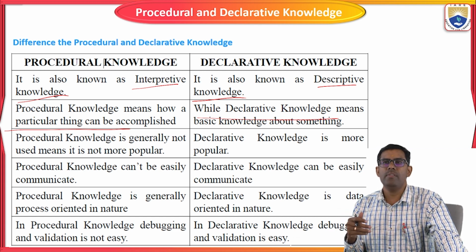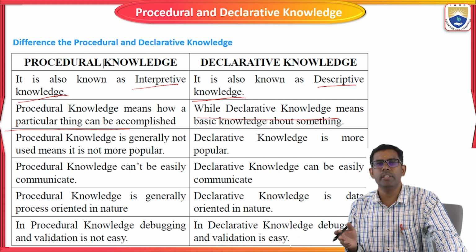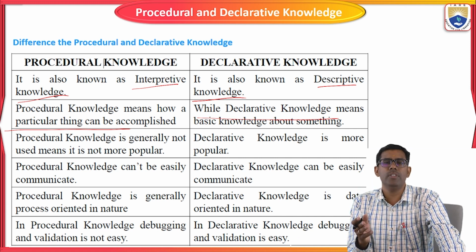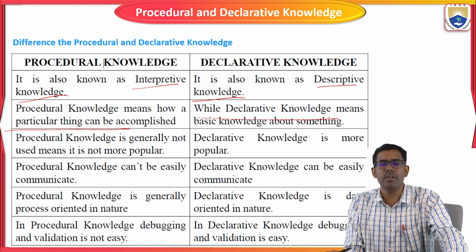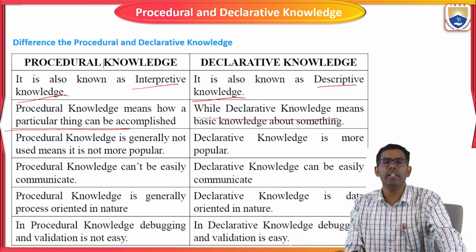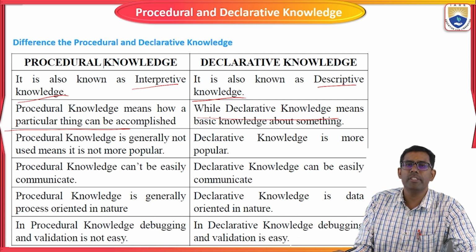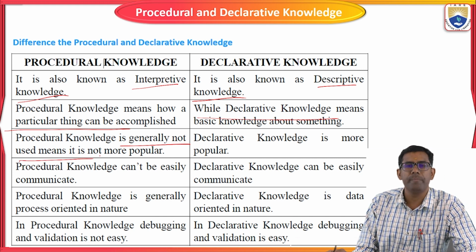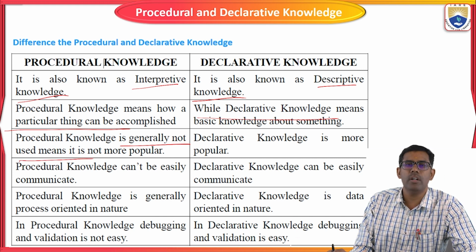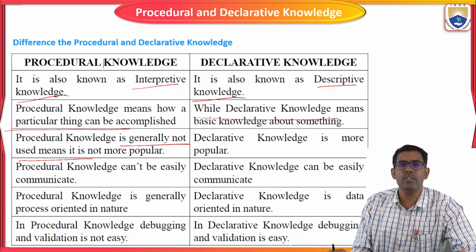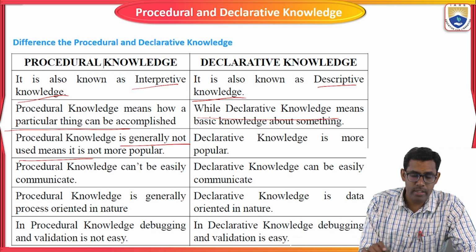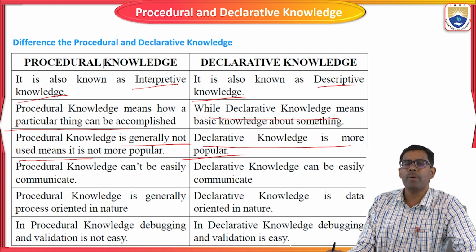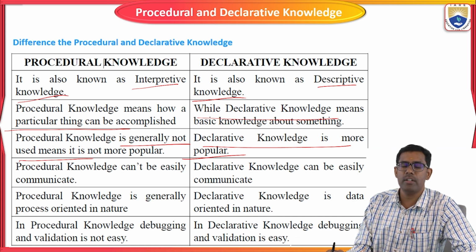So if I ask students to write what artificial intelligence is, then if it is procedural, they should know the exact definition of artificial intelligence and write it. If you are following descriptive knowledge, they write whatever they know about artificial intelligence. The next point is that procedural knowledge is generally not used, meaning it is not as popular, because procedural knowledge should be adapted to all problem statements. Declarative knowledge is more popular because we generally just tell about the particular problem statement. So it is also more popular in artificial intelligence concepts.